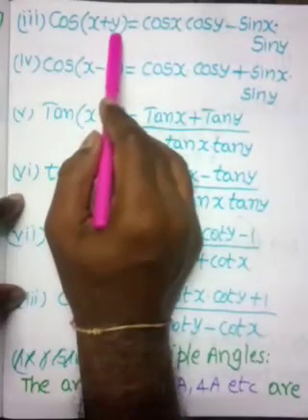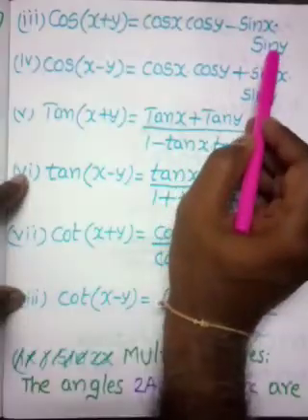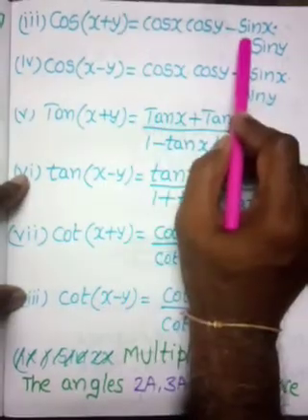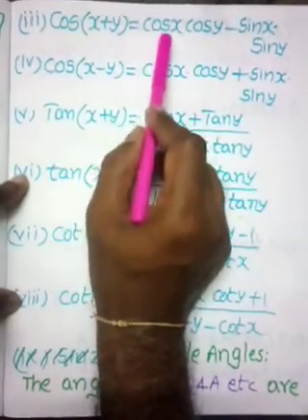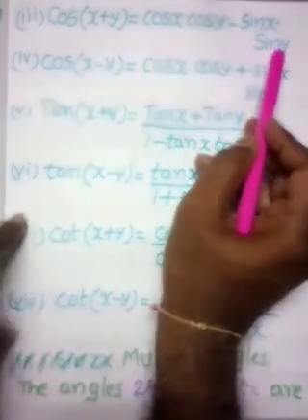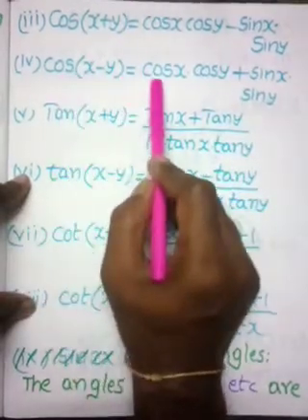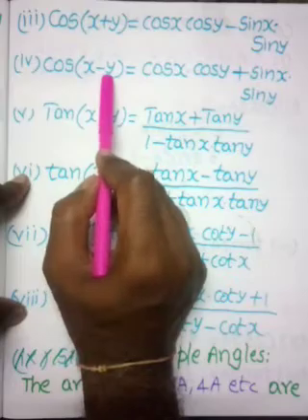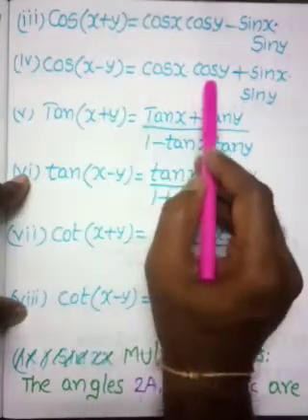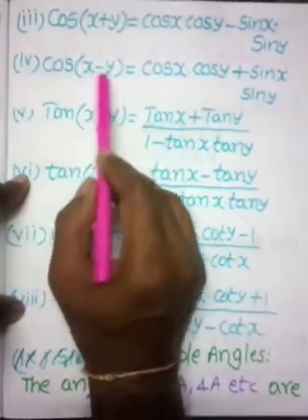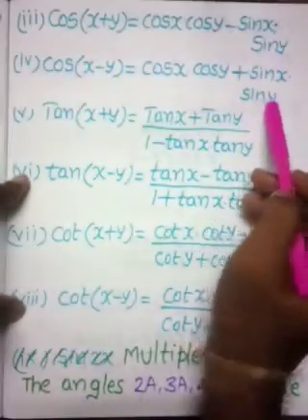See, cos of x plus y is equal to cos x cos y minus sin x sin y. I repeat this formula. Remember these formulas well my dear children. Cos of x plus y is equal to cos x cos y minus sin x sin y. Okay my dear children, if you remember this formula, you can write this next formula, that is cos of x minus y. In this formula, if you write minus y in the place of plus y, we get this formula. Okay my dear children, cos of x minus y is equal to cos x cos y plus sin x sin y. Okay my dear children, right.